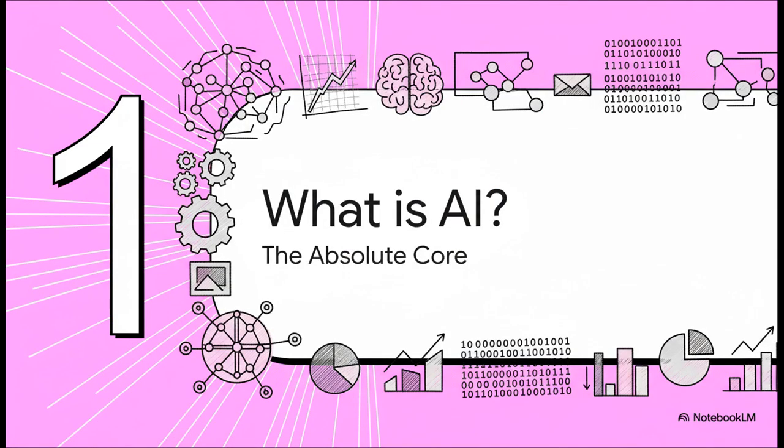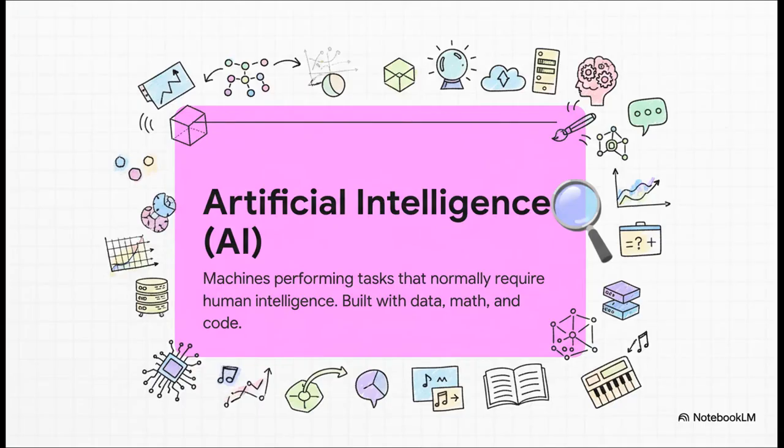Every great project starts with a rock-solid foundation. So, first things first, let's nail down the absolute core. What is artificial intelligence really? At its heart, AI is just about getting machines to do things that would normally take a human brain. It's all built on a mix of a few key ingredients: tons of data, some clever math, a lot of programming, the models themselves, and of course, a whole lot of computing power.